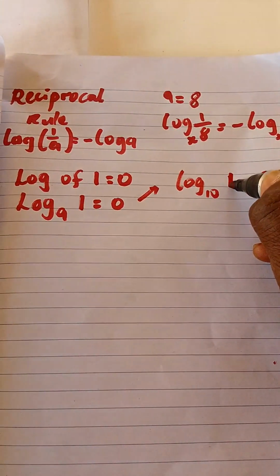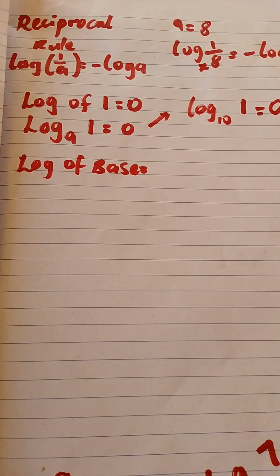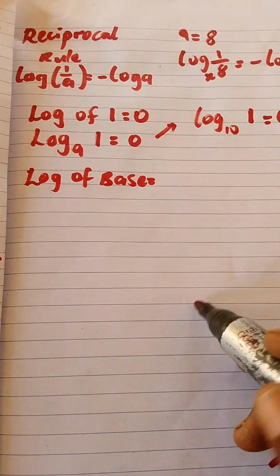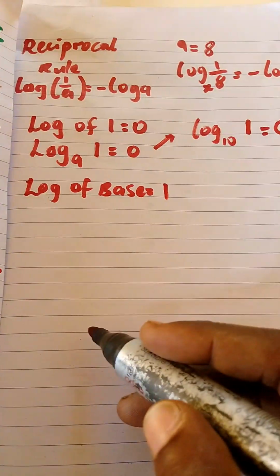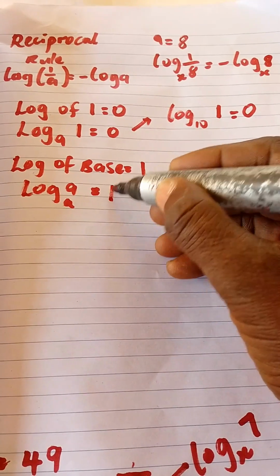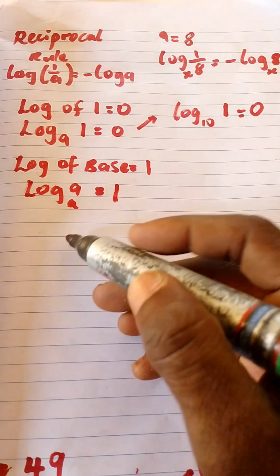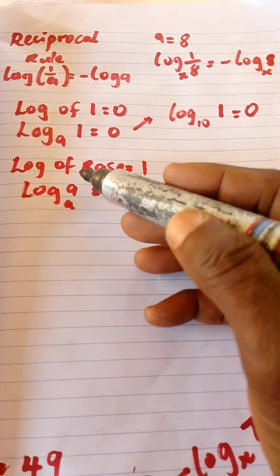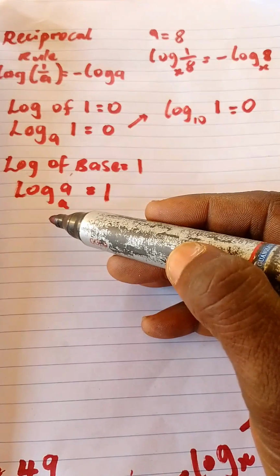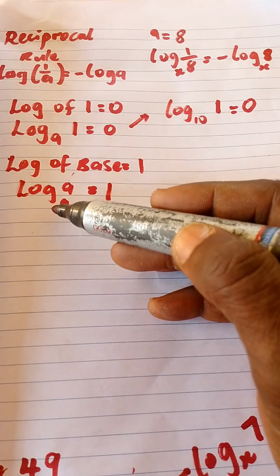Then the log of a base is 1. For instance, the log of a base is 1. Remember, the trick to remember this is just like you're cancelling, as if you're saying a cancel a is 1. But in the real sense, let's practicalize this.